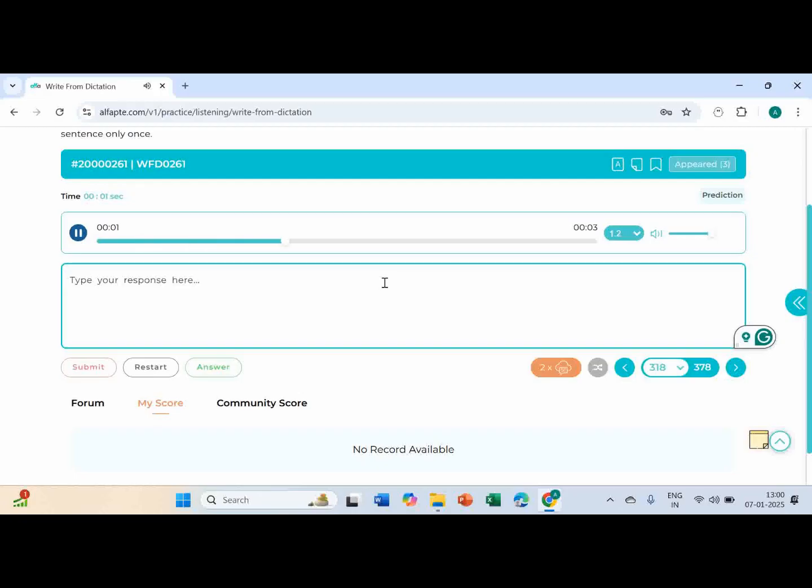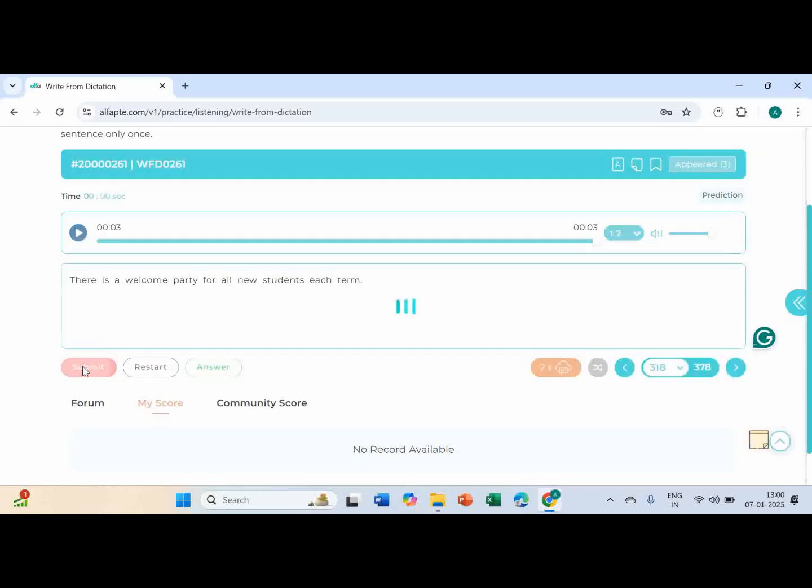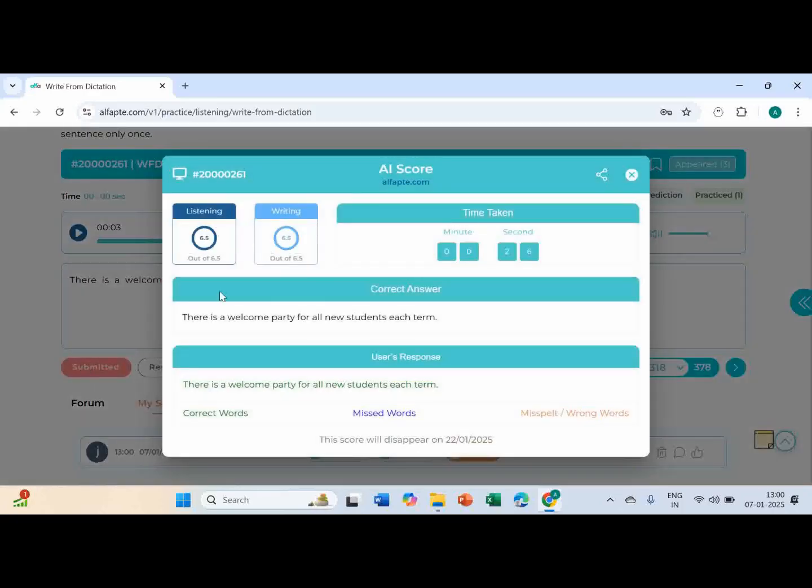There is a welcome party for all new students each term. So let's submit it. So this is the score of the listening section and this is the score of the writing section. So this is the sentence. Next one.